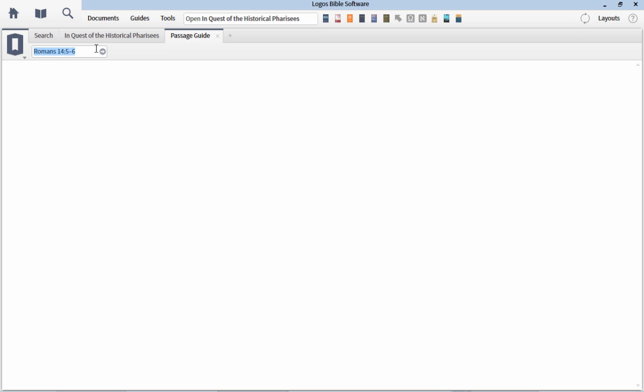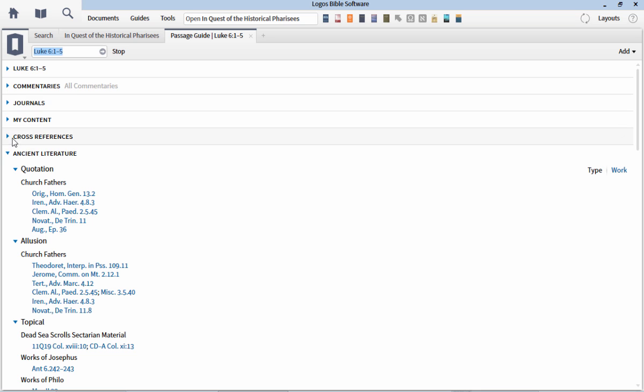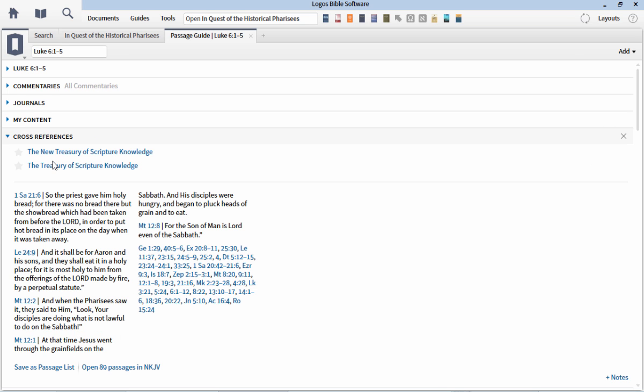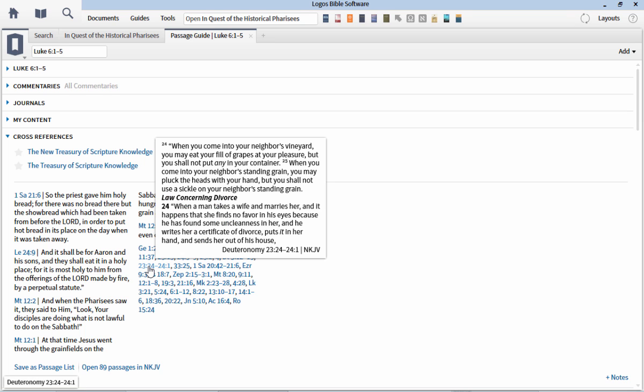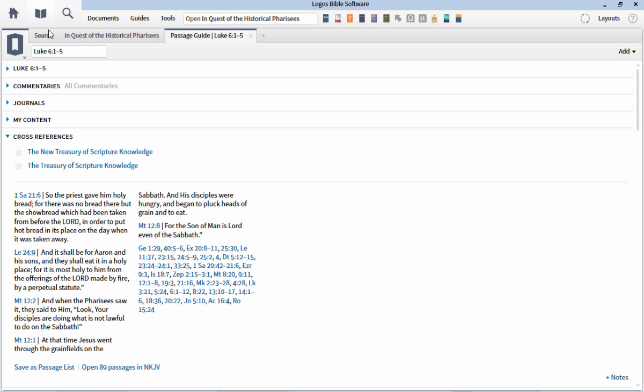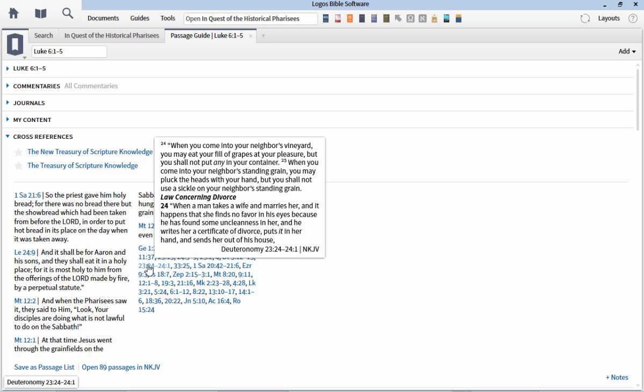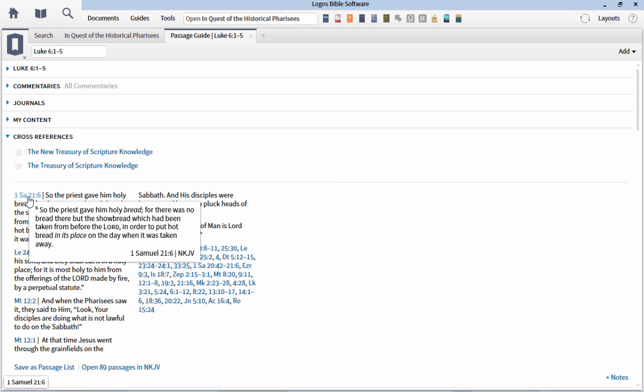Let's find Luke 6, the story about Jesus going through the cornfield with his disciples. Let's go to cross-references. And in Deuteronomy 23, it is, right? So, if you go to passage guide, cross-references, you will find a lot of Bible texts that are related to the text you are discussing. So, since we're discussing Luke 6 and Mark 2, it says, oh, what about Deuteronomy 23? That might be an interesting text. It also shows, of course, 1 Samuel 21, the story about David getting some bread to eat.